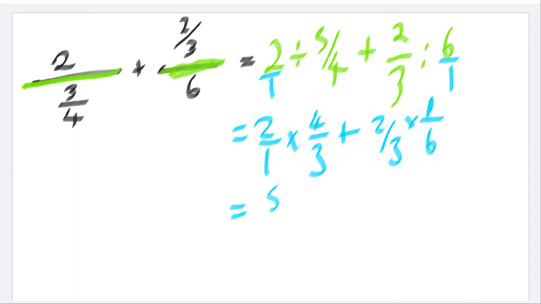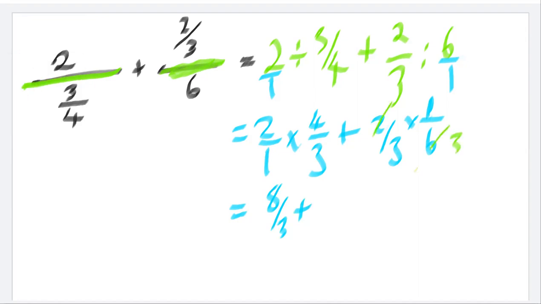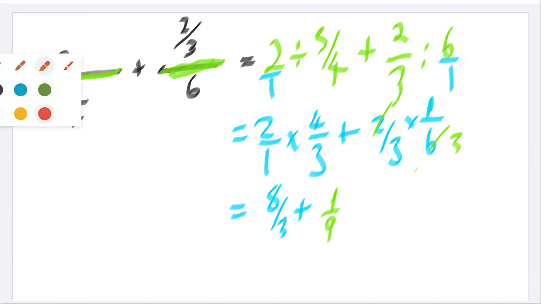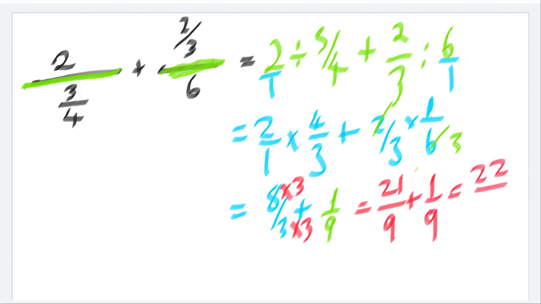So this is 2 times 4, 8 over 3 plus. There is a simplification. We can simplify 2 and 6. 3 will be left, so 1 over 9. Now to add these two, we need to equalize the bottoms. So it means 21 over 9 plus 1 over 9. Since bottoms are same, 22 over 9.